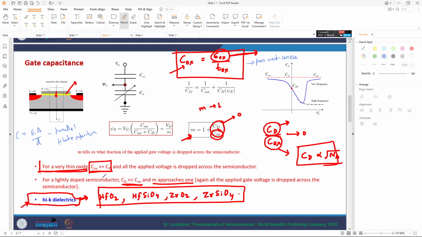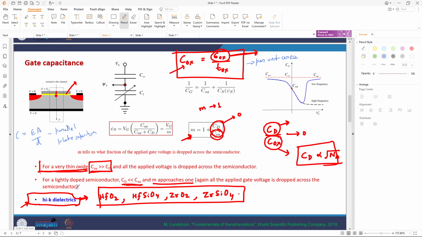So another way is essentially to reduce the depletion capacitance and make it very small. For that, an approach is to use lightly doped semiconductors. In that case, CD will become very small because CD is proportional to the square root of the dopant concentration. So if I can reduce this, we can achieve a smaller value of the body coefficient. The body coefficient can approach 1.